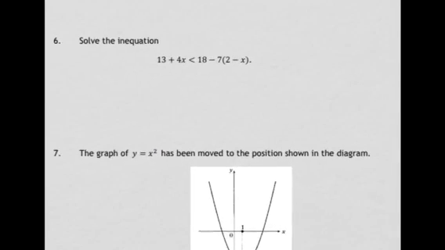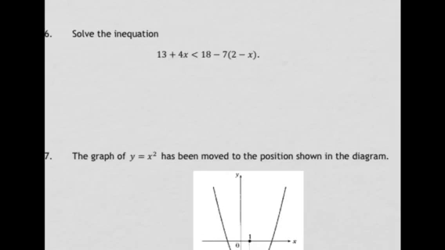Question 6, solve the inequation. Well, there's not an awful lot we can do with the left hand side. Just leave it as 13 add 4x. The right hand side though becomes 18, and then you've got negative 7 take away 2, and then negative 7 times negative x is positive 7x.